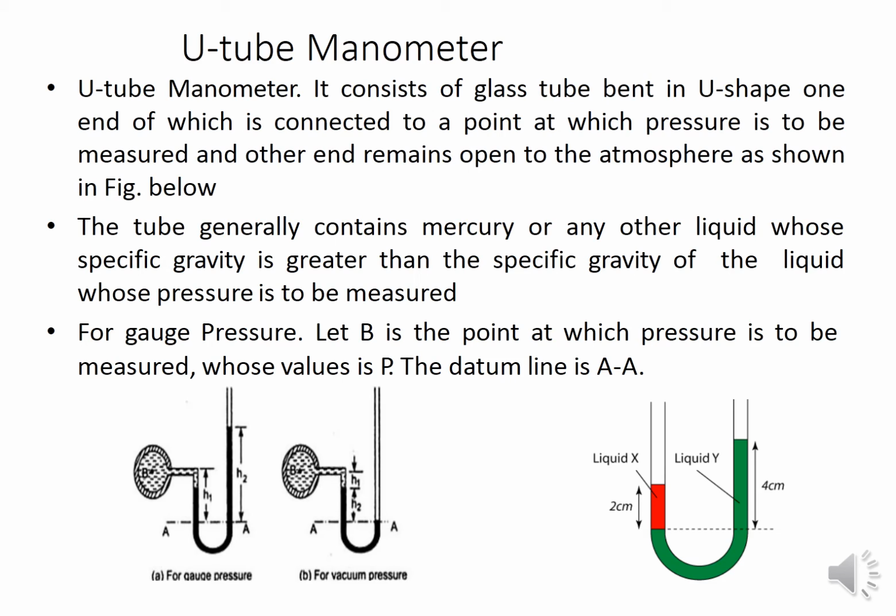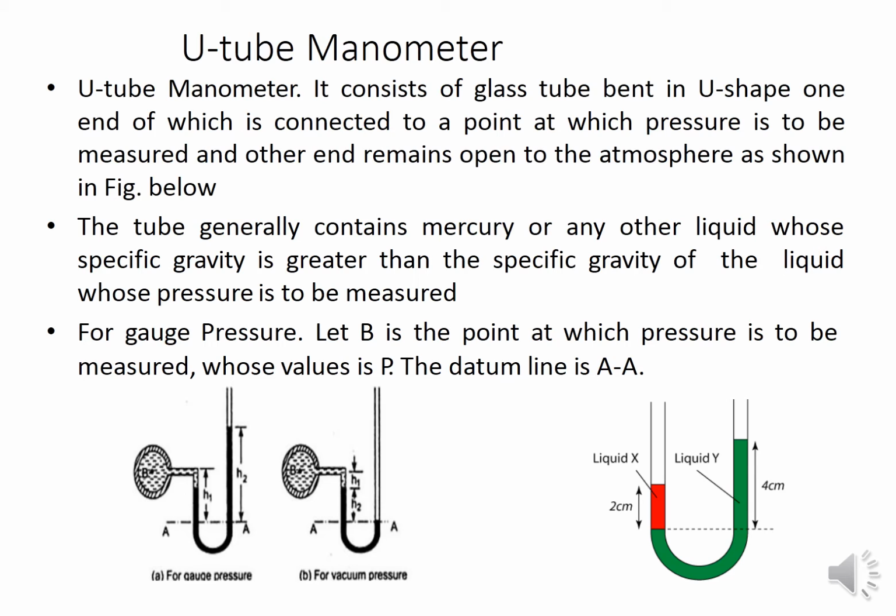the pressure. The tube generally contains mercury or any other liquid whose specific gravity is greater than the specific gravity of the liquid whose pressure is to be measured. So this is very important. The specific gravity of the liquid in the tube is greater than the specific gravity of the liquid whose pressure is to be measured, so that it doesn't give much pressure and just make the liquid go out of the tube, so it sustains that pressure.